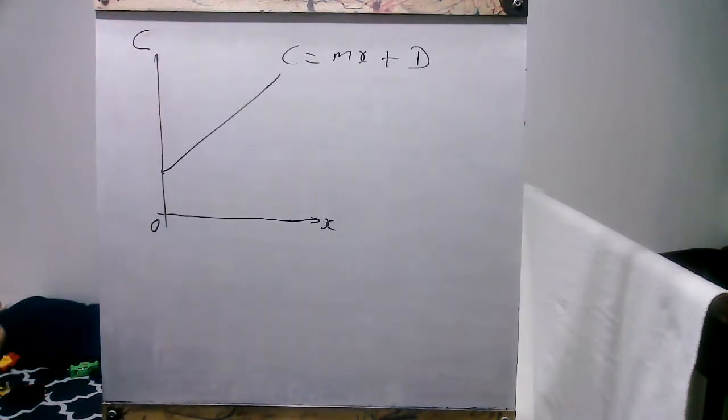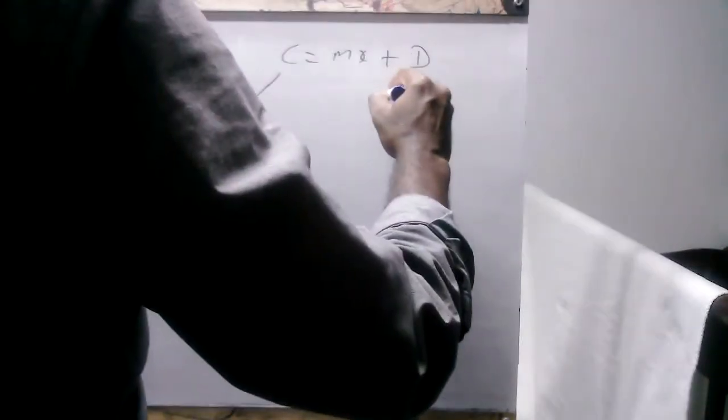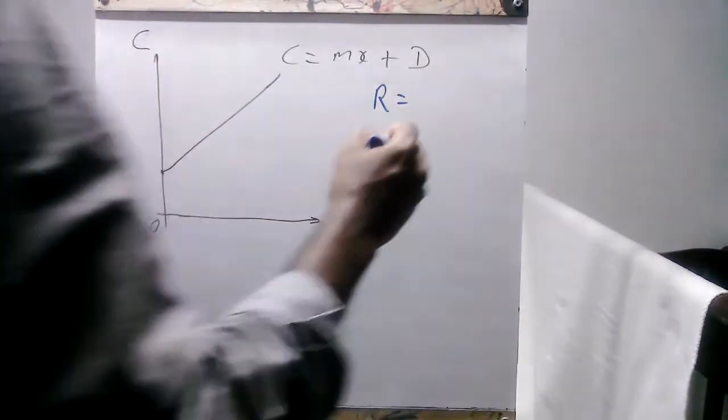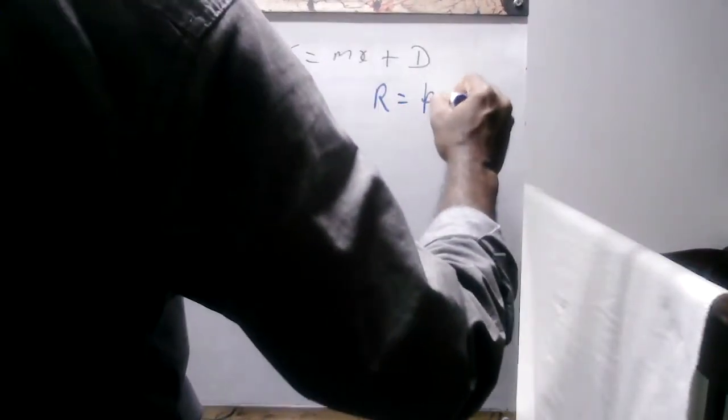Let's do the revenue also on the same graph. I use a different color for that. Revenue is what? Revenue equals price times number of items.